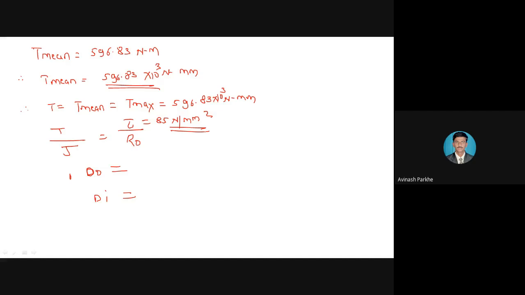Again, the relation between Di and Do. Di is equal to 0.5 times Do, because diameter ratio is equal to 1/2, and always consider diameter ratio as Di upon Do only. So Di upon Do is equal to 1/2. Therefore, Di is equal to 0.5 into Do. So put that particular value in the J formula, pi by 32 Do raised to 4 minus Di raised to 4. You will get only one unknown in the form of Do. You will get the Do cube and take the 1 by 3 power of the given answer. You will get the external diameter as Do.